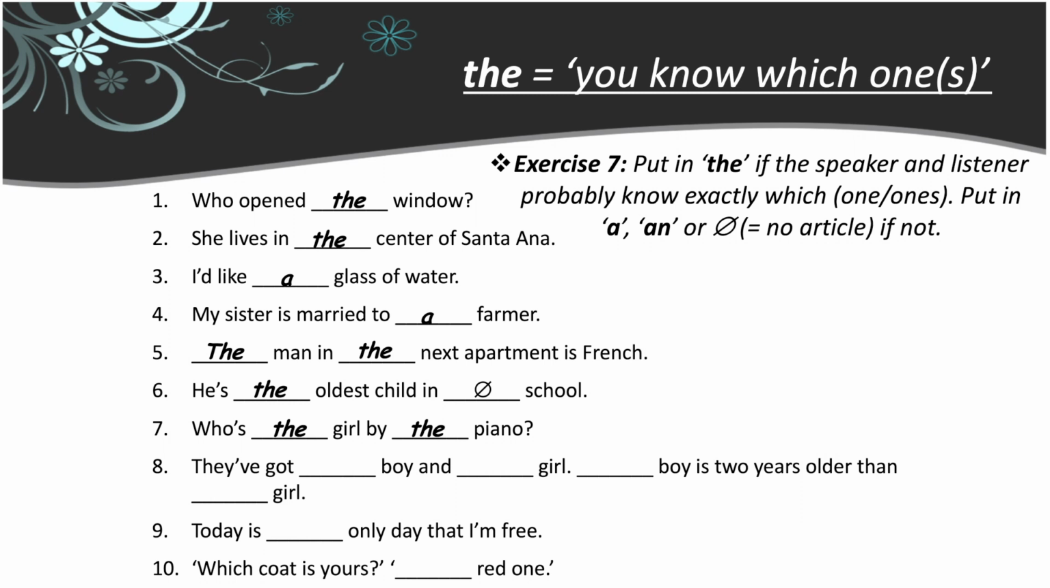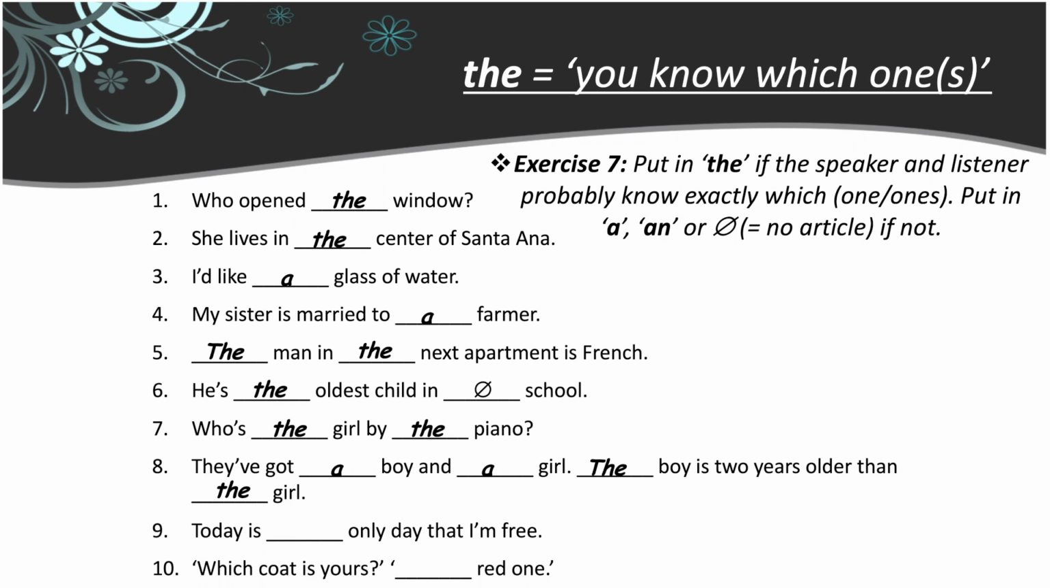Number 8. They've got a boy and a girl. The boy is 2 years older than the girl. You might know this rule. It's a rule about paragraphs usually. The first time we introduce someone or something, it's understood that you don't know who or what I'm talking about. So I use a or an. It means I could be talking about anyone. But once I've introduced you to the boy and girl, you know I'm talking about the boy and the girl. The same ones I was talking about.